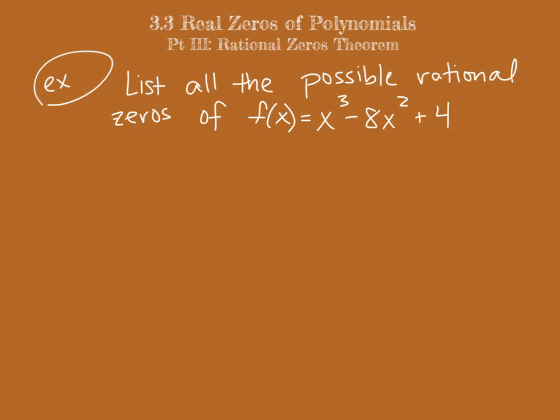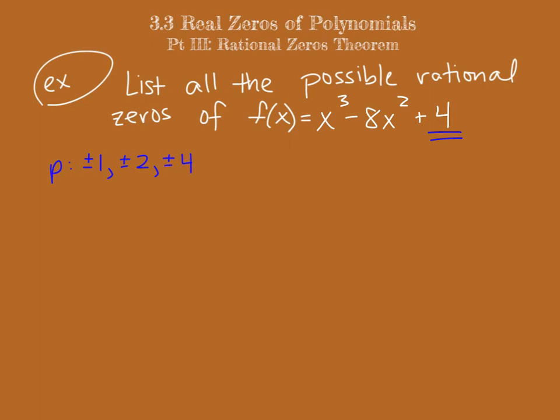This next example, we want to list all the possible rational zeros of f of x equals x cubed minus 8x squared plus 4. So this cubic trinomial here, we are going to do the exact same thing. We want to first list our p-values. P-values are the factors of our constant, which is 4. The factors of 4 are plus or minus 1, plus or minus 2, and plus or minus 4.